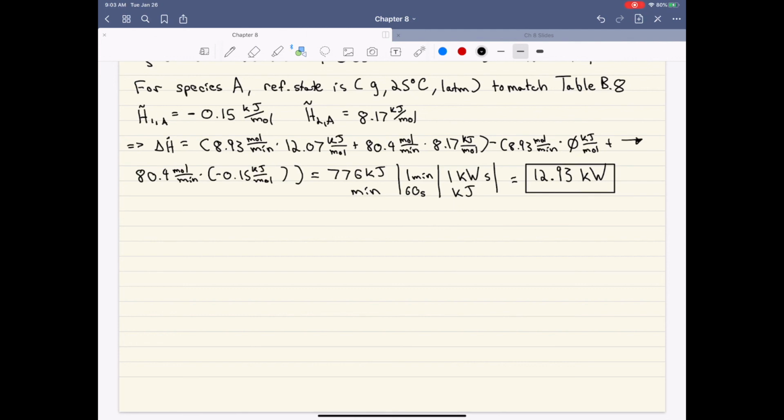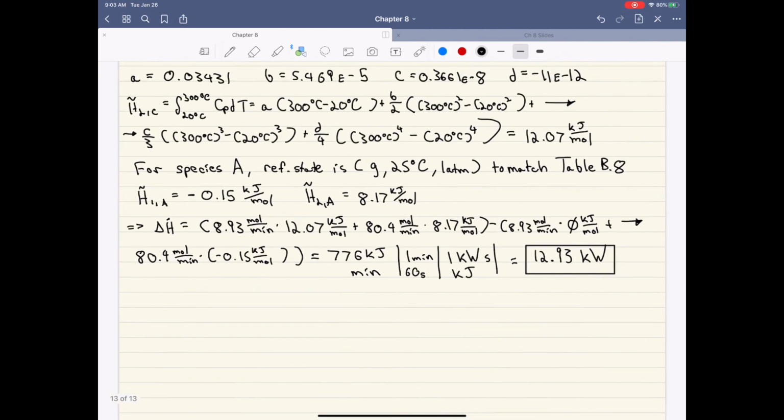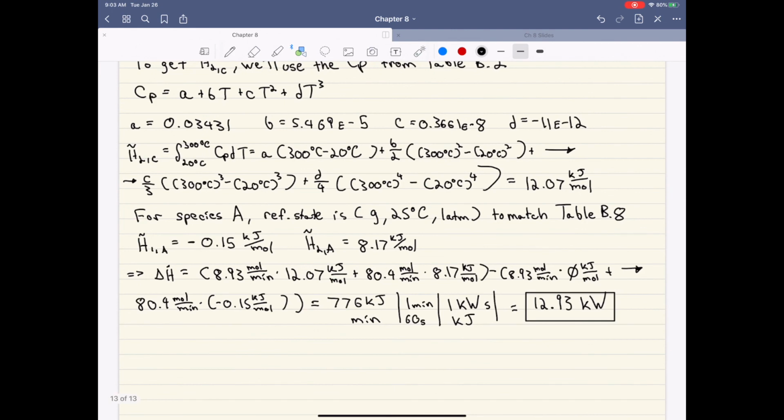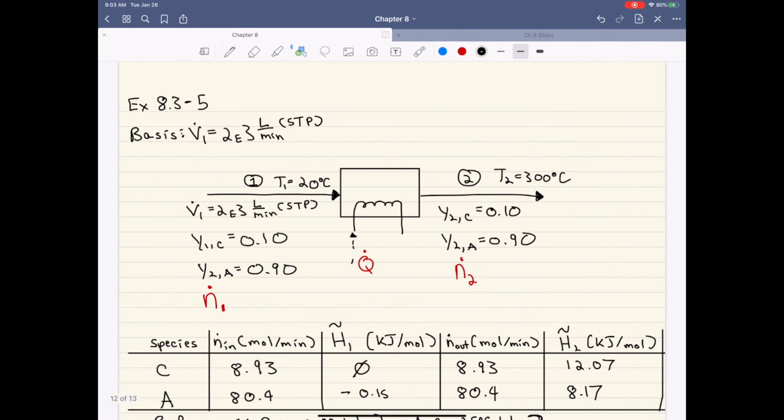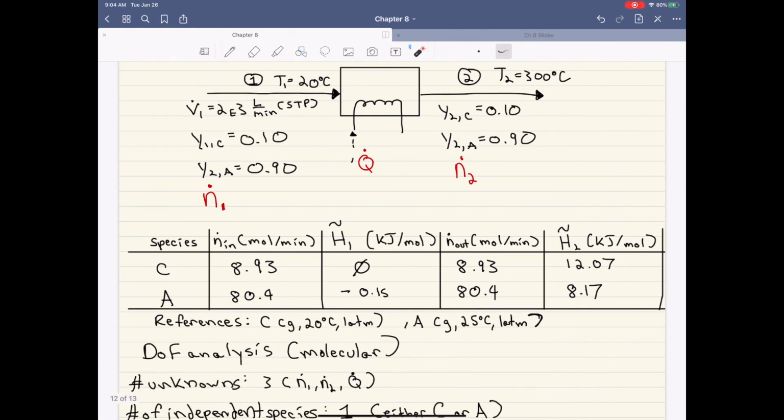And so with this problem, there's a lot of information that we need to keep track of. But by developing this enthalpy table, it gives us a nice and clean way to keep track of all our enthalpy values.